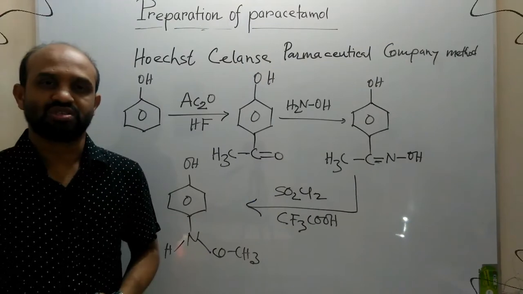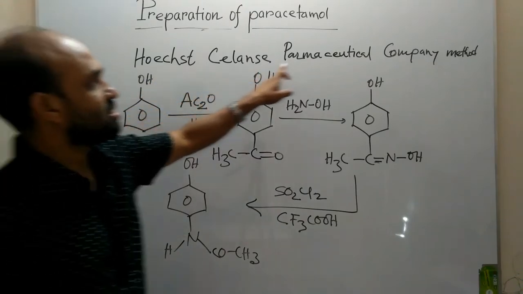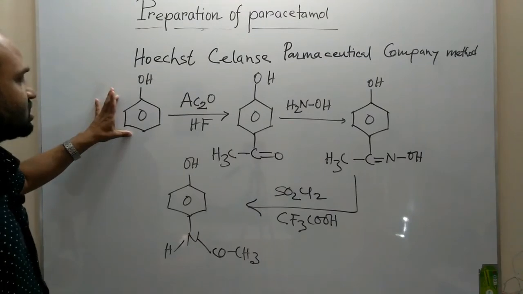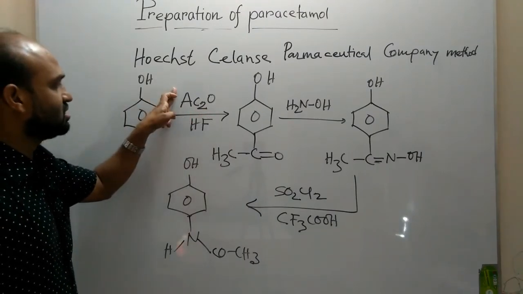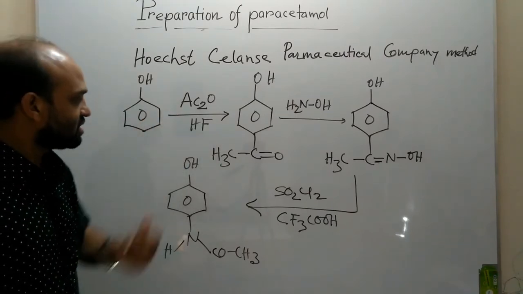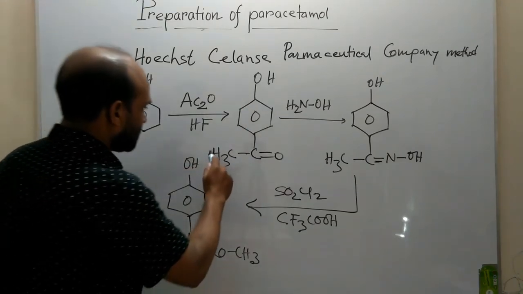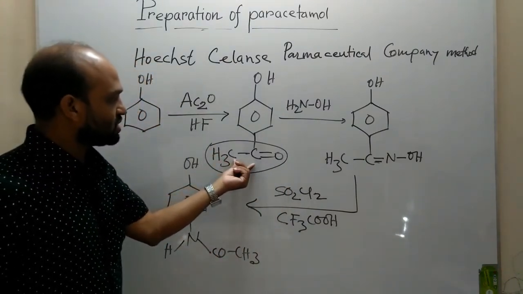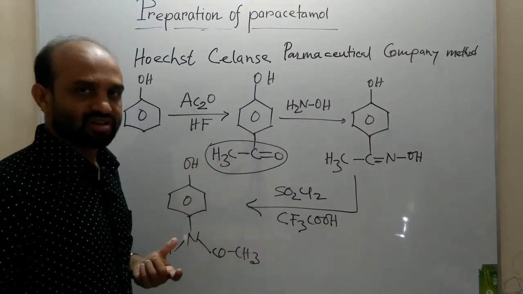Another way by which paracetamol is prepared, and this is the Hoechst-Celanese pharmaceutical company method. Here phenol is treated with acetic anhydride, in presence of hydrogen fluoride as catalyst, then we get acetylated phenol. The name of this group is acetyl group, and this acetyl group is introduced to the benzene ring. That's why it is called acetylated phenol.